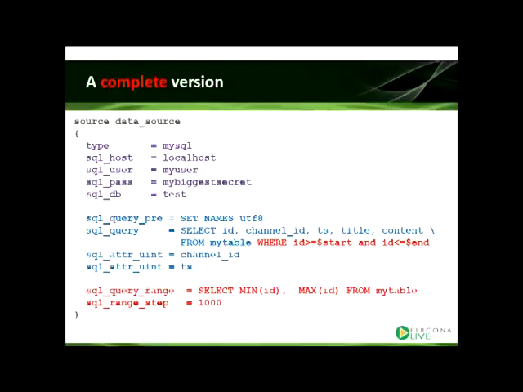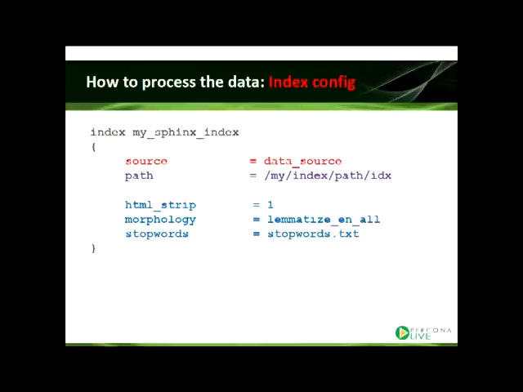Now you need to give Sphinx instructions on how to process it. You can supply morphology; Sphinx does it out of the box. You can create a stop word list of words that you don't want to search, like high frequency words, like the, I, or just adult words that you don't want to have in your index at all times, just to keep it safe for children search. And you need to provide a path where Sphinx will store its indexes.